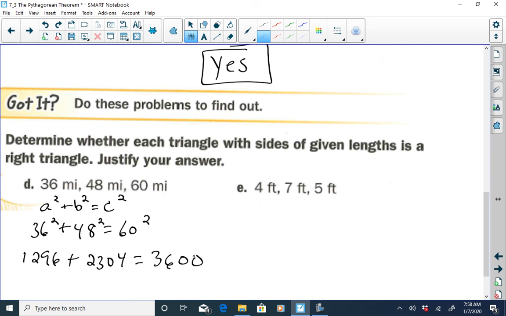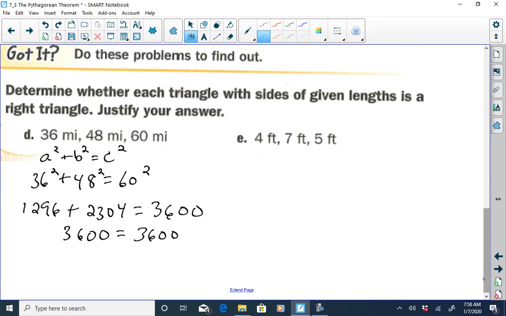All right, well, let's add 1,296 plus 2,304 equals, look at that, that's 3,600, which is equal to 3,600. So the answer here is yes, right? That is a right triangle because a squared plus b squared is equal to c squared.